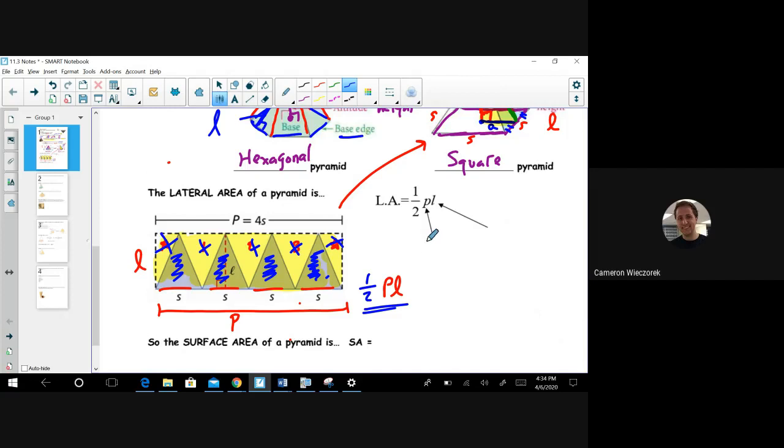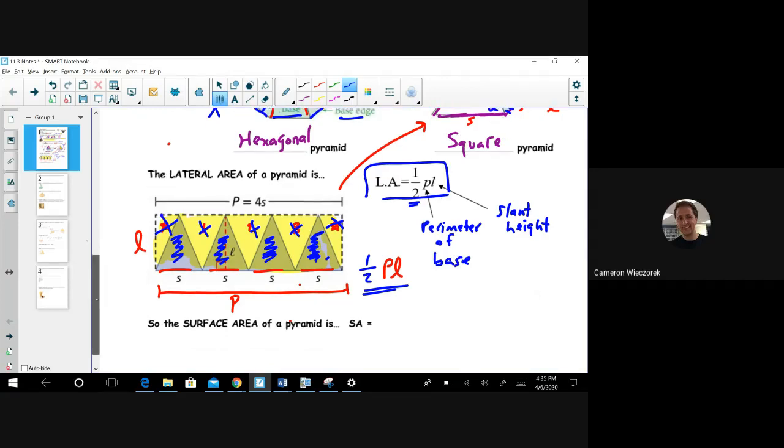It's 1/2 the perimeter of the base. Perimeter of base, we saw that notation with prisms the other day. And little cursive L is the slant height of the pyramid. So that's the slant height. And don't forget the 1/2, that's important. This is your formula, and it'll be on your formula sheet that I post also. That's the lateral area of a pyramid.